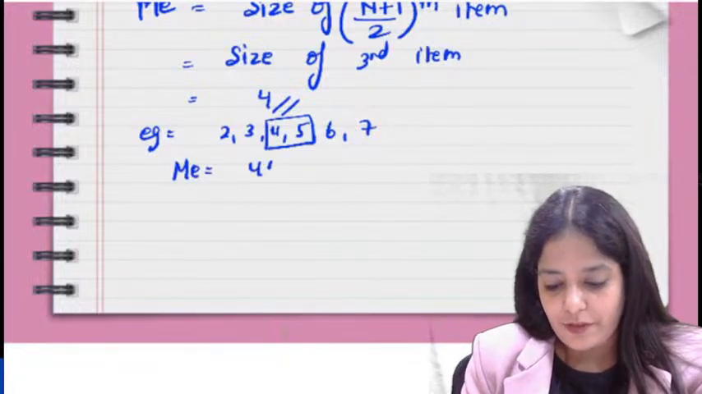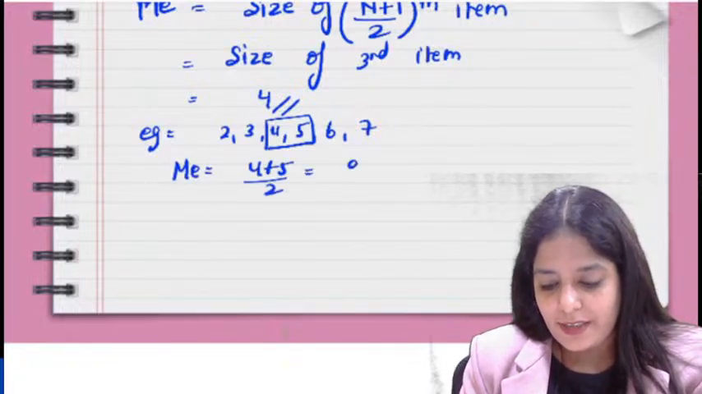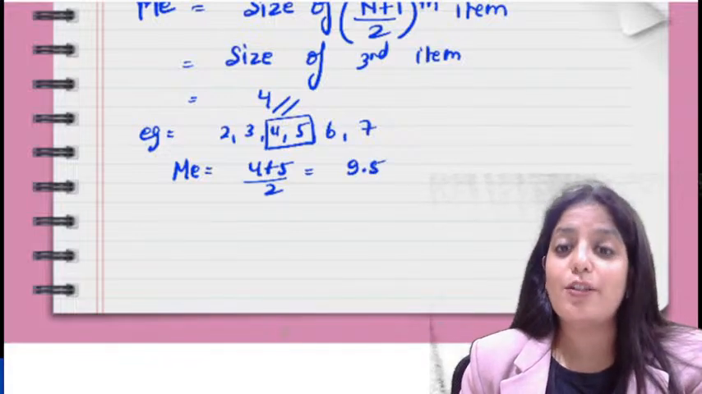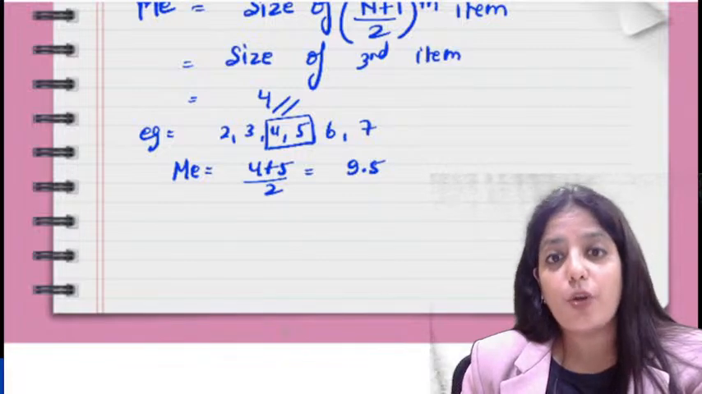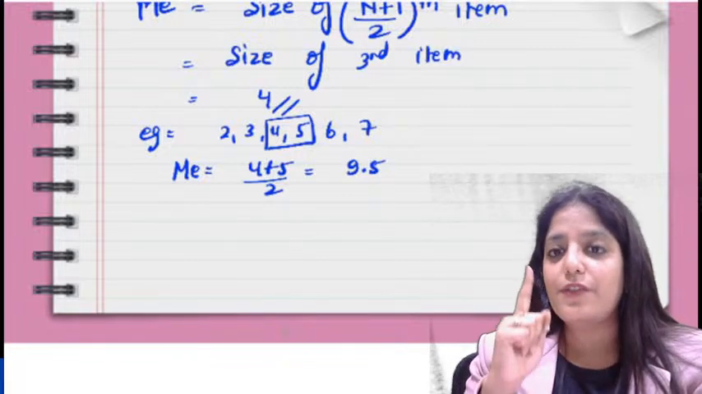4 plus 5 upon 2, that is 9.5. Now this is the logical approach. Now what about the formula approach? We'll use the same formula that we used above.